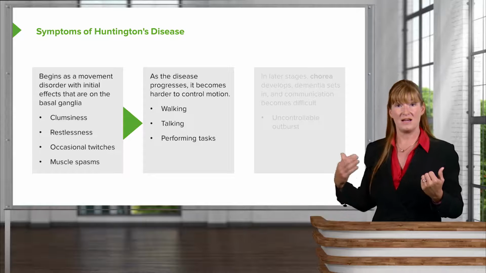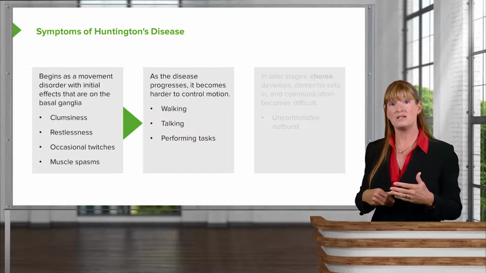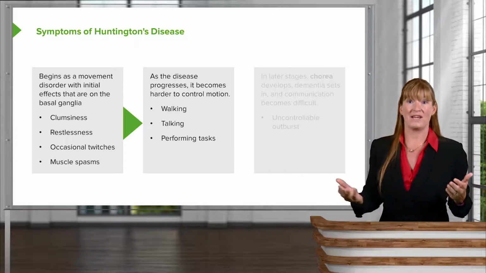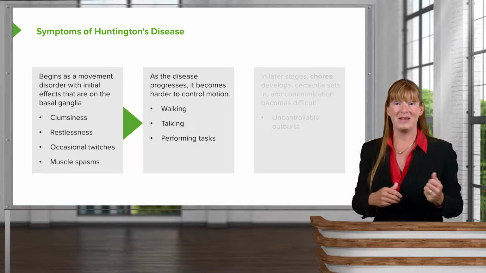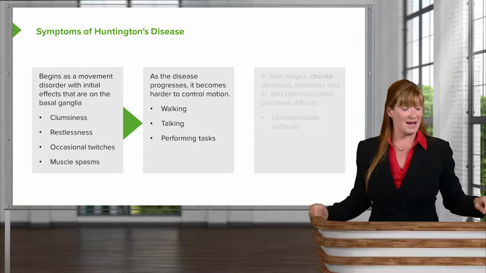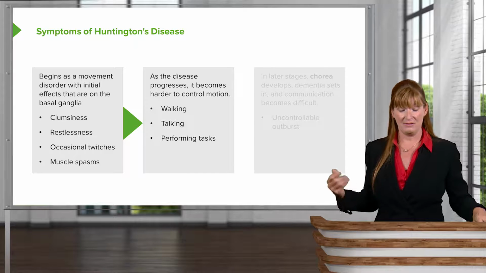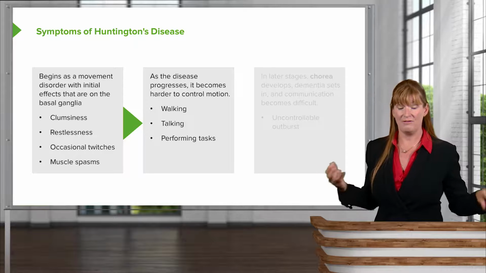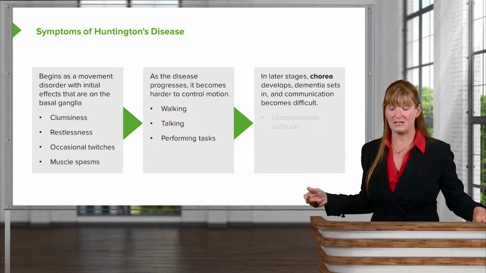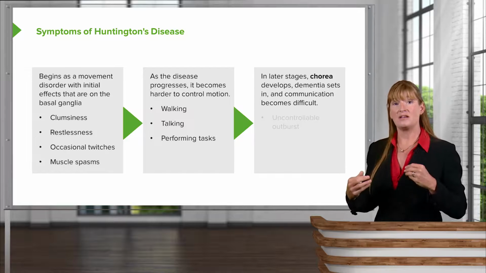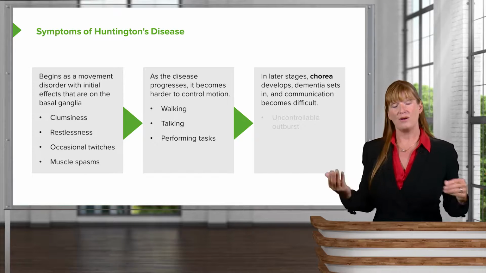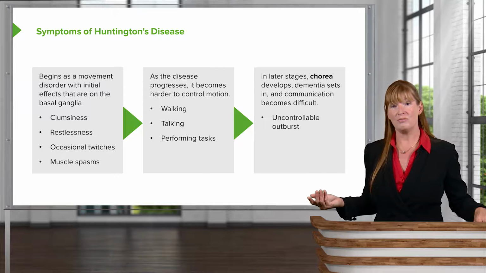We're not seeing any dementia at this point. So individuals are perfectly capable of walking around, although it may appear a little bit clumsy. Many patients are still quite active but exhibit this phenotype of lack of control of movement. It's only in the later stages that we start seeing dementia set in and communication becomes more difficult, even to the point where we start seeing uncontrollable outbursts.